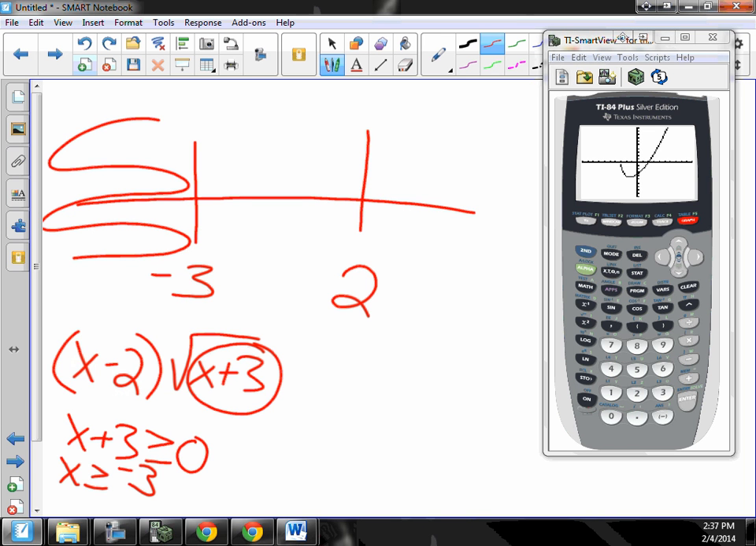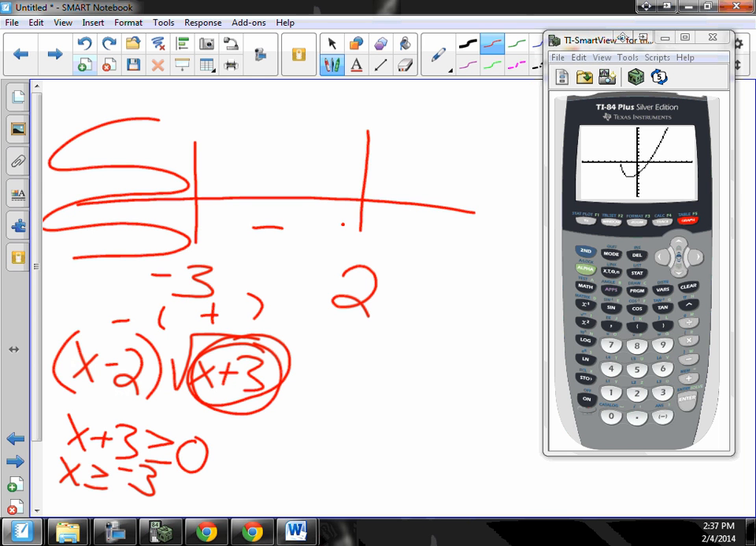And then I want to know, between here, is the graph positive or negative? So we need to pick a number between negative 3 and 2. What's the easiest number? 0. So let's look. 0 minus 2 is negative times, well, I don't even need to plug it in here. What do I know this is? It has to be positive. Why? If it's negative, it doesn't exist, and we already figured out where it's negative. So this is positive. Negative times positive is negative.